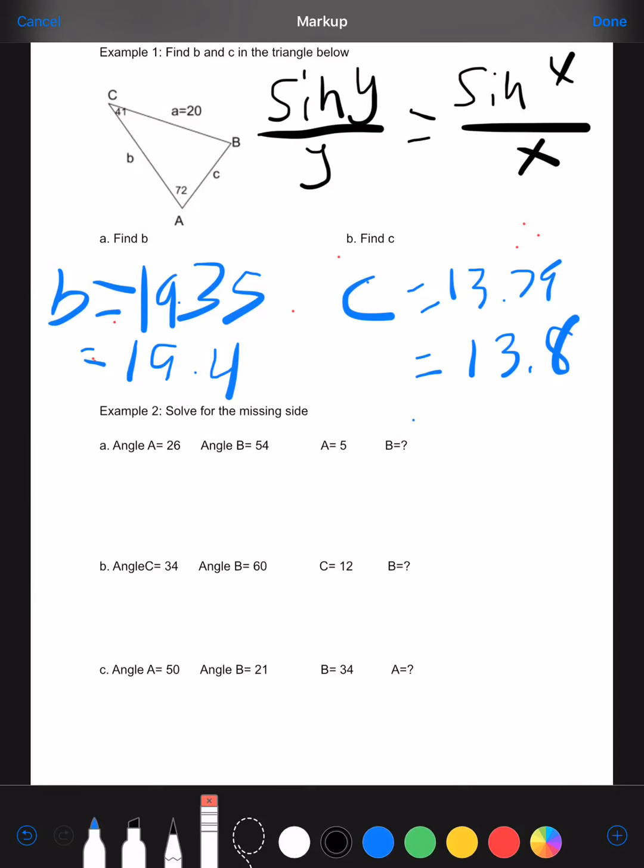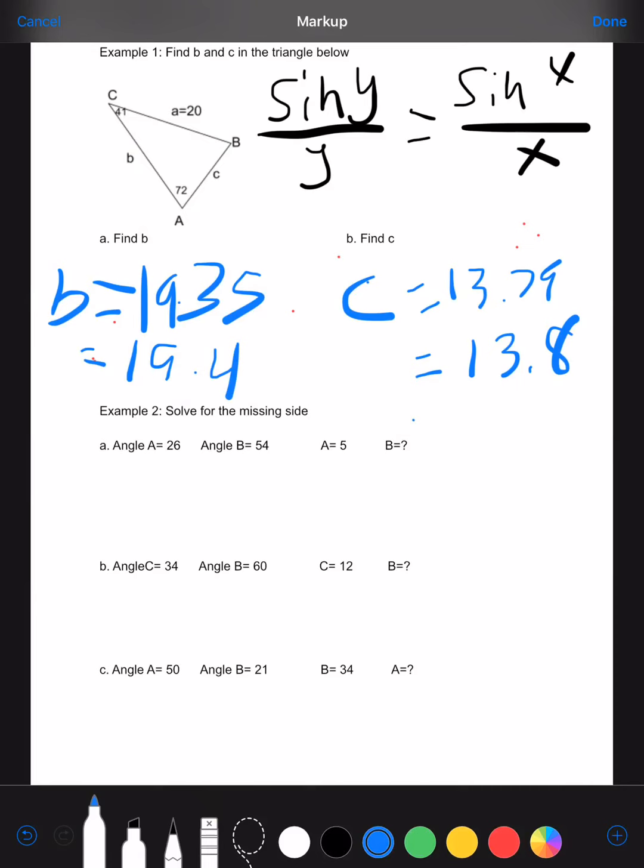I don't like the eraser on this thing. It's kind of annoying. But we're going to do that process again. We're only going to do part A of this because I think by then you guys will have gotten it. Also, it's real hard to write in these small spaces on the iPad. Moving on. So we're going to do the same process. Ooh, lose my iPad. So I'm going to look at what they give us. So they tell us angle A is 26, angle B is 54, side A is 5, and we're looking for side B.